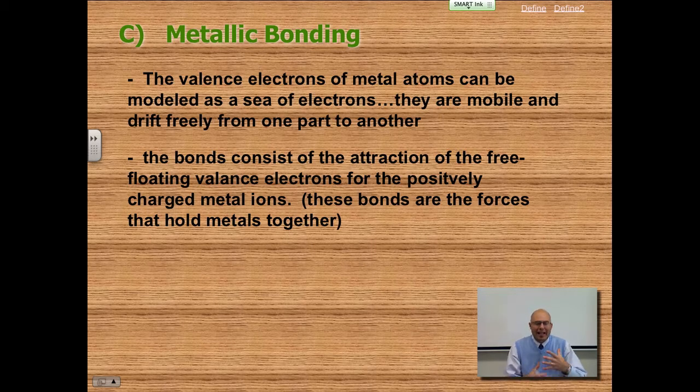So metallic bonding is kind of like forces. If you have a chunk of aluminum, all the aluminum atoms have these free floating valence electrons, and they kind of attract to each other. And they form what's called metallic bonding.